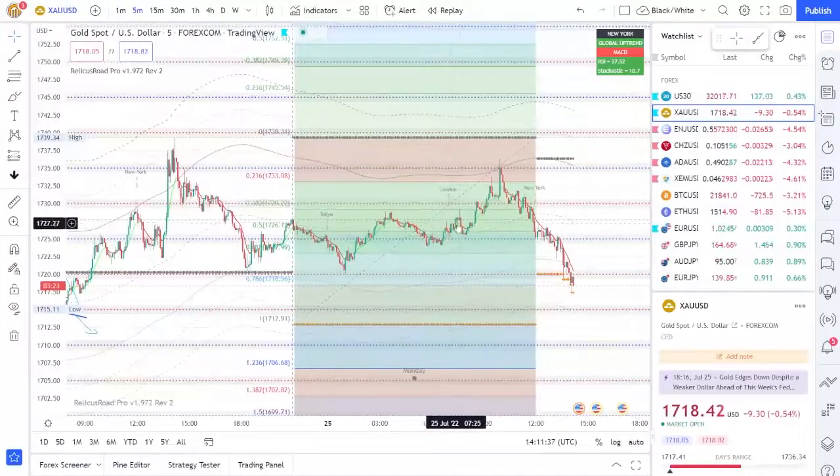So London opens, I'm waiting for the entry, and as soon as the market hits this level and gets rejected, right, it's also getting rejected from 0.5, the 50% of that day, the previous day. So the market starts to move up.